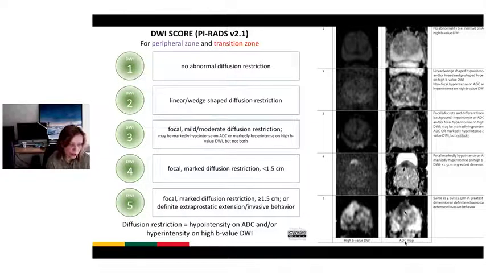Now on the transition zone, we also look at diffusion images, not only T2, but also DWI. If we see nothing, it's 1. If we see some changes, but it's not a clear diffusion restriction, it's 2. If we see a clear bright diffusion restricted image smaller than 15 millimeters, it's 4. If it's bigger, then it's 5. And if we don't know where to put it, it's 3.